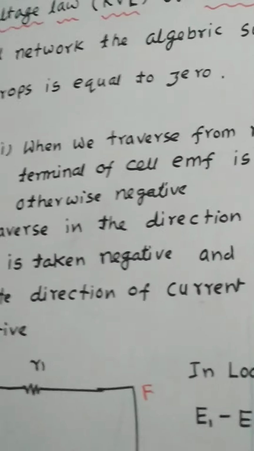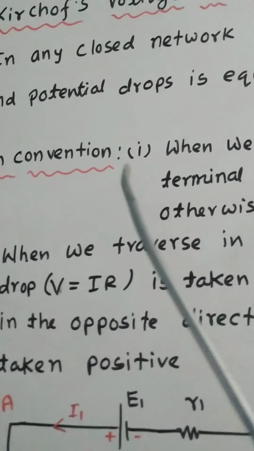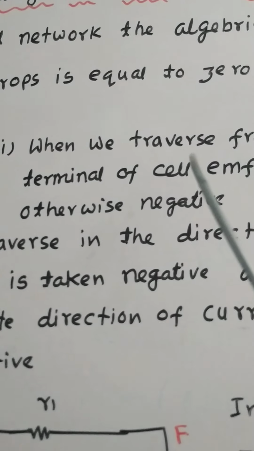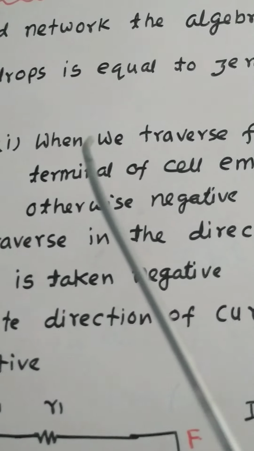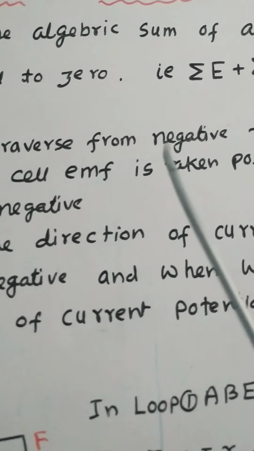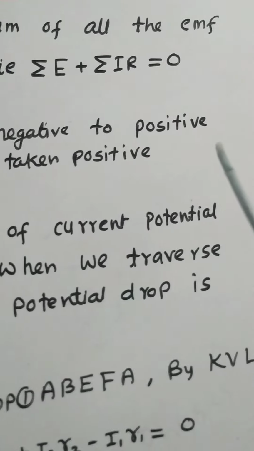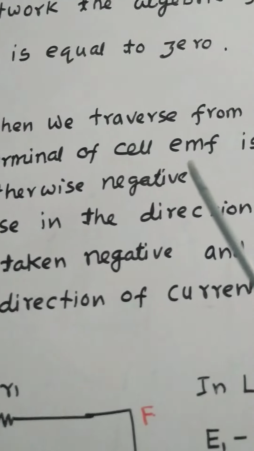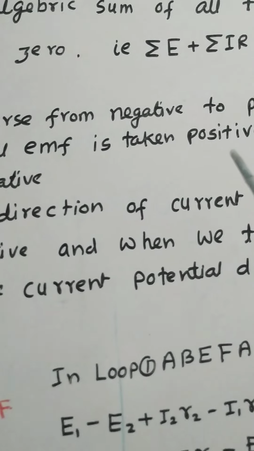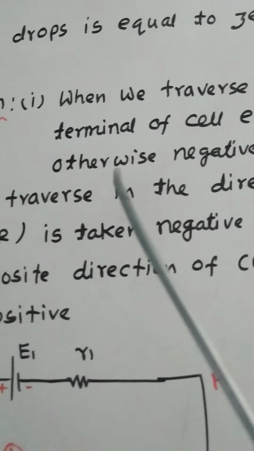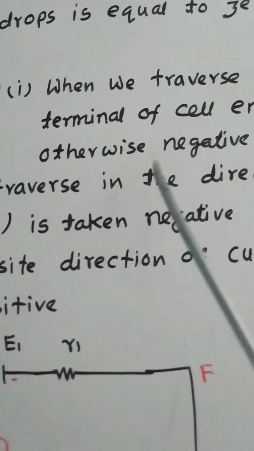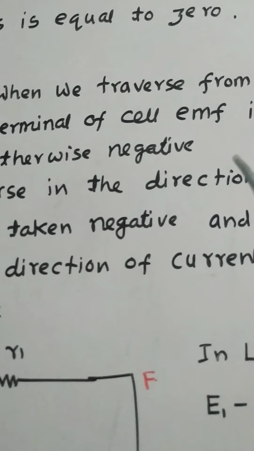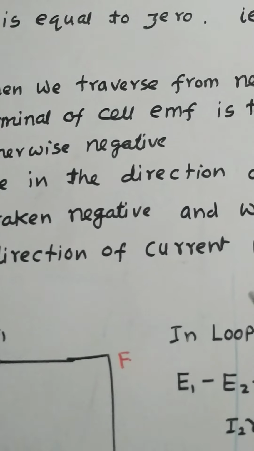Here we follow the sign convention, according to which the first convention says that when we traverse, which means move, from the negative to the positive terminal of a cell, EMF is taken positive, otherwise negative. When we traverse from the positive to the negative terminal of the cell, the EMF is taken negative.